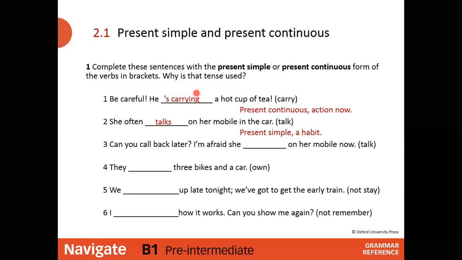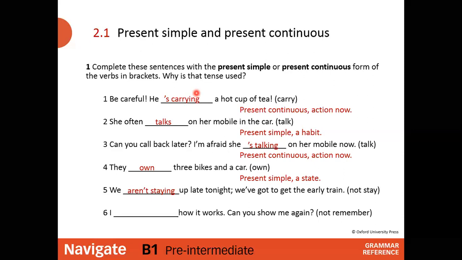Next, can you call back later? I'm afraid she's talking on her mobile now. This is an action now. This is present continuous, and an action that's happening now. Next, they own 3 bikes and a car. So this is present simple, and this is a state. Own is a stative verb.